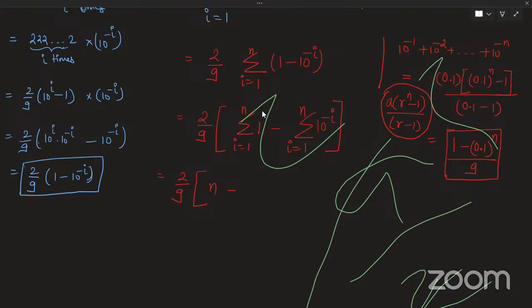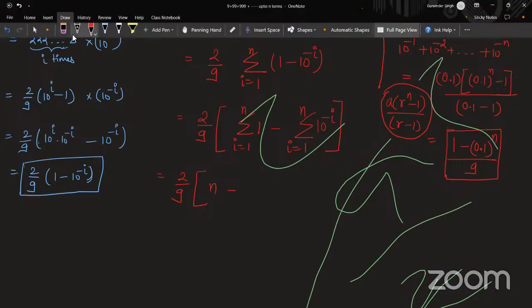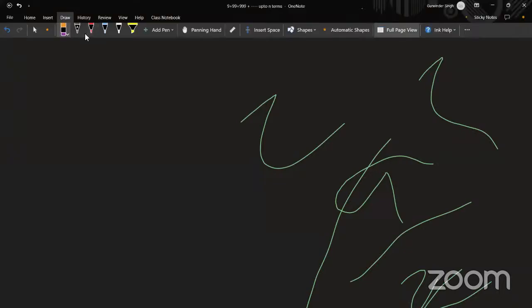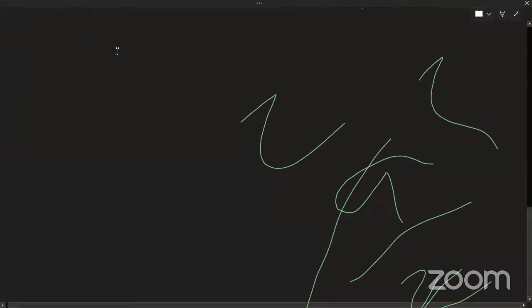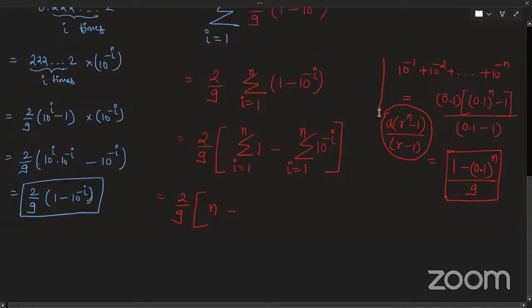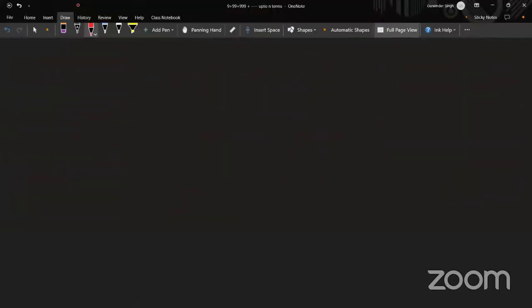Sorry? The value of R, sir? Okay. No worries. I don't know why this symbol keeps appearing on my screen. Wait a second. Okay. So, you haven't, no worries.